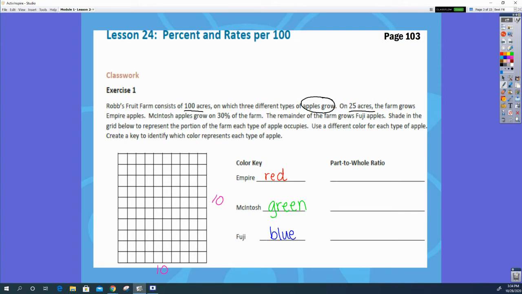And so right now, they want me to figure out what is my part to whole ratio for Empire. So looking at Empire apples, they said that on my 100-acre farm, 25 of those acres are Empire. So my whole farm, my whole would be 100. Part of that is my Empire, which was 25. So that ratio is 25 to 100.